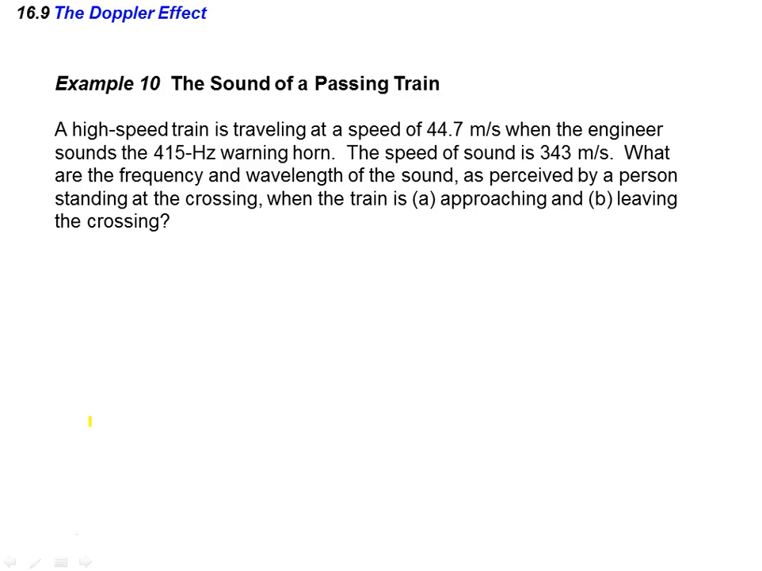We have a high-speed train that is traveling at a speed of 44.7 meters per second when the engineer sounds a 415 hertz warning horn. The speed of sound is 343 in these conditions. And what are the frequency of the wave and the wavelength of sound as perceived by a person that's standing on the crossing while the train is approaching and while the train is leaving the crossing?